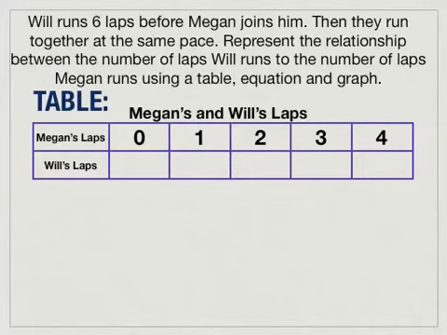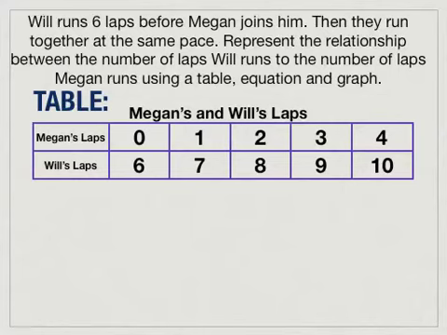If Megan has run 0 laps, we know that Will has run 6 because he has run 6 laps before Megan joins him. Now, if Megan has run 1 lap, we know Will has run 6 more than that, so 1 plus 6 is 7. For 2, we would do 2 plus 6 and get 8. For 3, we would do 3 plus 6 and get 9. And for 4, Will would have run 10, or 6 more than Megan.